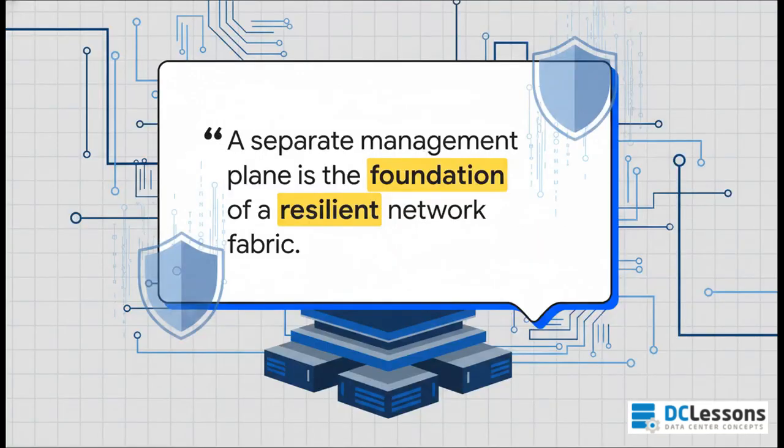And I really want this to sink in. This quote says it all. Treating out-of-band management like some kind of optional, nice-to-have feature is a huge mistake. For any serious production network, it is a foundational piece of the design. It's your network's insurance policy.